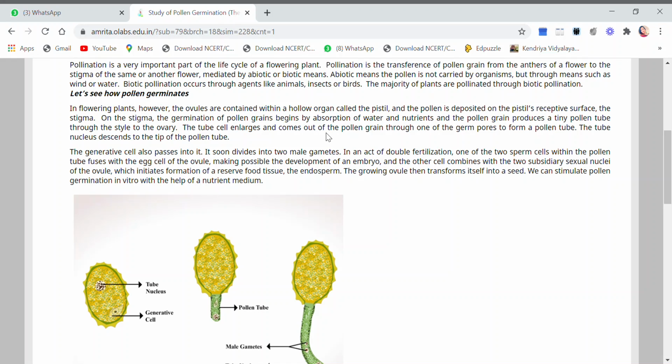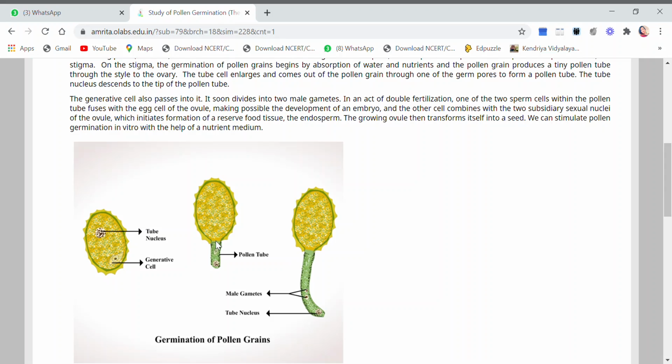We have done this when we did the structure of the pollen grain. There is a hole or pore called the germ pore through which the pollen tube will come out. So this is the germ pore, and the pollen tube has started its journey. You can say it has started to grow, and it will reach the ovule, making possible the development of the embryo.